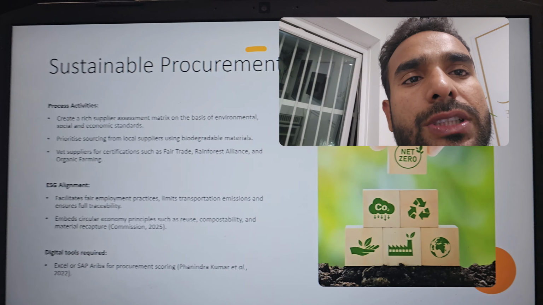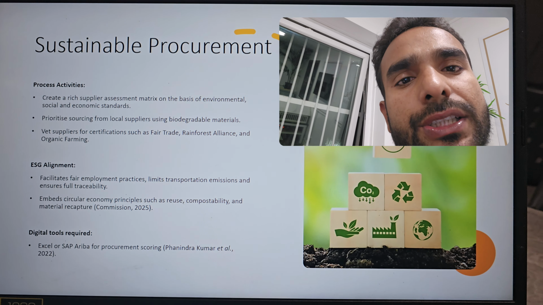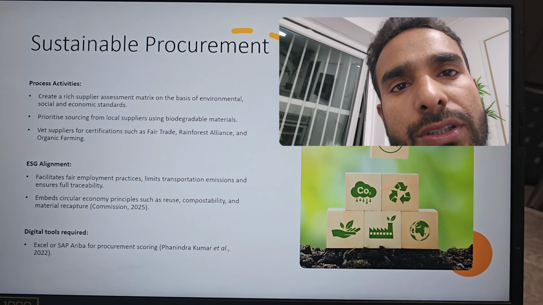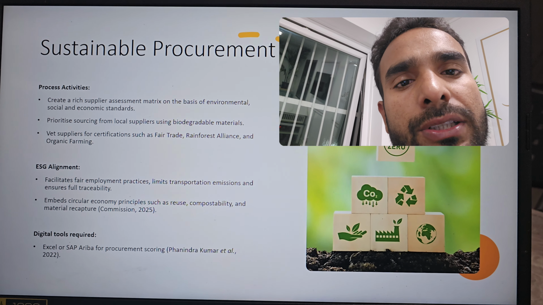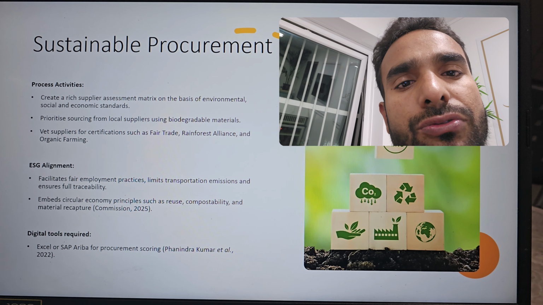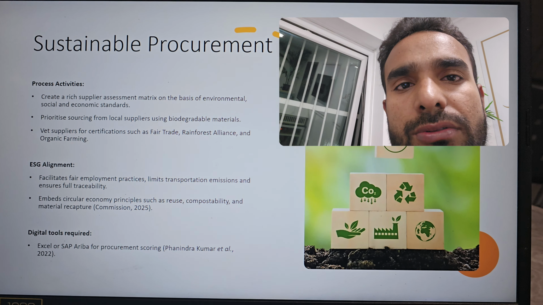Then after, sustainable procurement, there are three partitions. That is, first one the process activities, and second one that is the ESG element. Third one, the digital tools requirement. These are very important for our products.